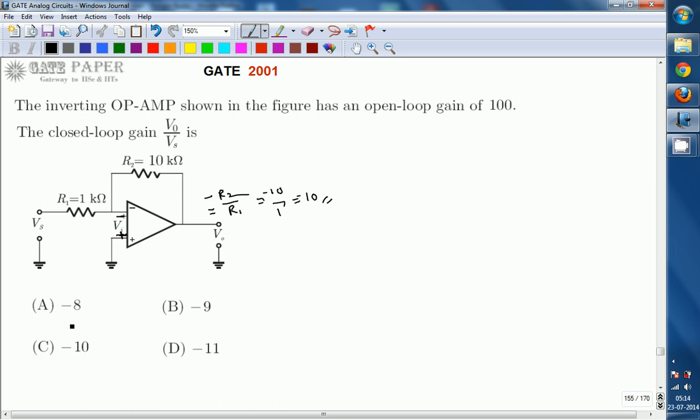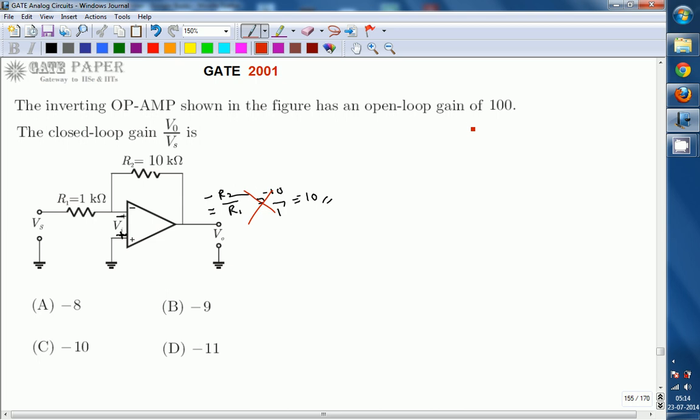So this answer is going to be wrong. So you cannot do it this way. Why? So you cannot go this way. The answer is not minus 10. Remember that. You cannot use the equation minus R2 by R1 for this configuration. When you can use this equation and when you cannot, that we will see first.